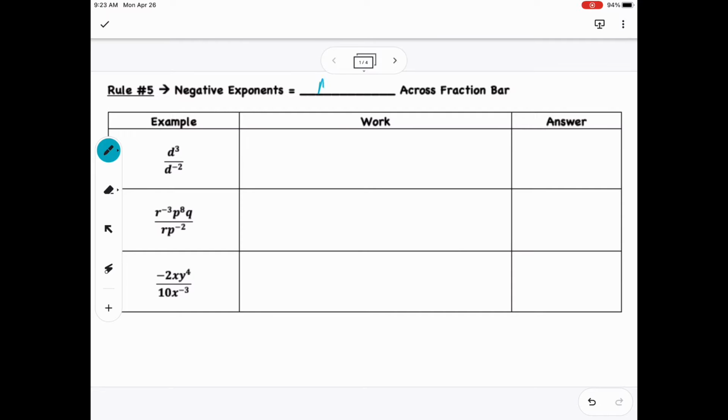Today we'll be talking about the last rule of our exponent rules, which is negative exponents, which we can move across the fraction bar. As you can see in the first example, when I have d to the negative second power in the denominator, I can choose to move it up and make that exponent positive, which means that I can multiply like bases and add their exponents.